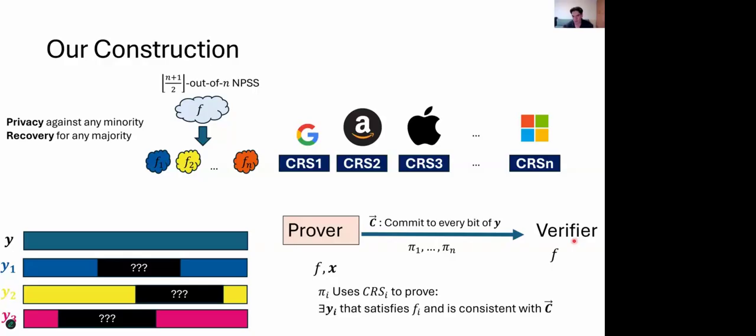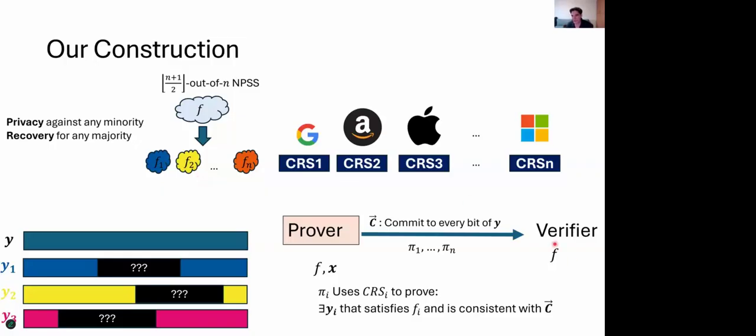So let's argue soundness and zero knowledge. If the prover is cheating, still there is an honest majority among the CRSs, so he has to cheat to find partial assignments over a majority of these predicates. And by the recovery property, finding a satisfying assignment for a majority of the predicates means that the original F is satisfiable. So if we pass verification, we know that F must be satisfied.